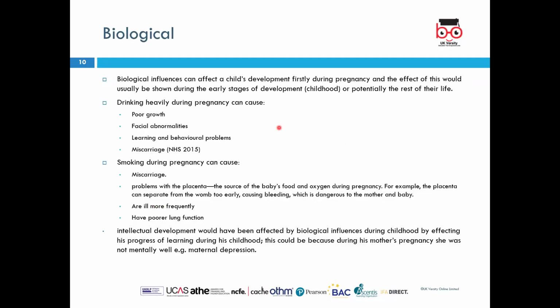So biologically, if the mother is a heavy drinker, or a heavy smoker, there's poor growth, facial abnormalities, learning and behavioral problems. There are miscarriages also that can happen.